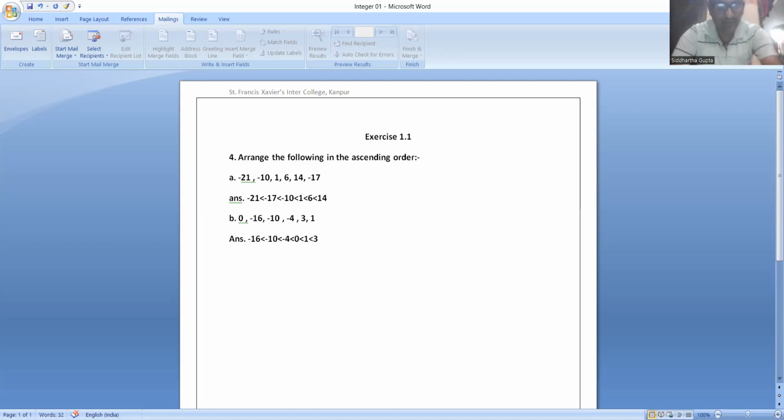Okay, so check how many numbers there are. There are 6 numbers, so that means it is arranged. So minus 16 is the smallest number and positive 3 is the greatest number. So I hope you get the solution. I think we have done this.